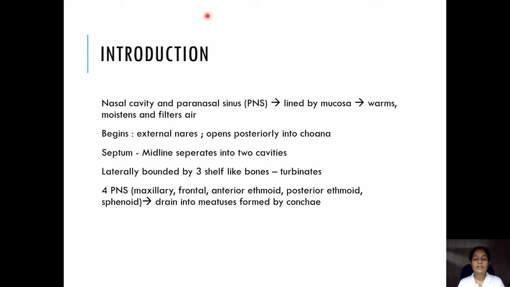So nasal cavity and paranasal sinuses are completely lined by respiratory ciliated columnar epithelium or the mucosa of the nose, which helps to warm, moisten and filter the air that we breathe in. And nose begins anteriorly from the external nares and extends posteriorly up to choana, where it opens into the nasopharynx. There is a midline septum which divides the nose into two narrow nasal cavities. These nasal cavities are laterally bounded by three shelf-like bones, also known as turbinates. Lateral to these turbinates, underlying the turbinates, are three meatuses, into which the four paranasal sinuses, that is the maxillary, frontal, ethmoid, and sphenoid, drain into.